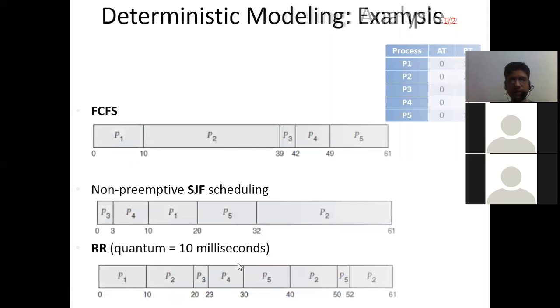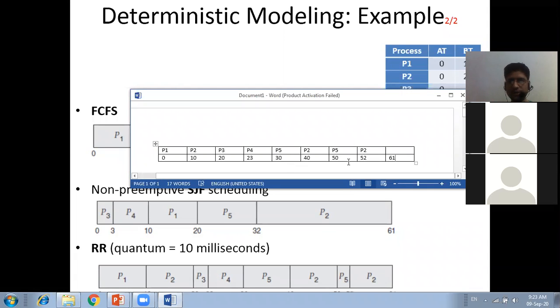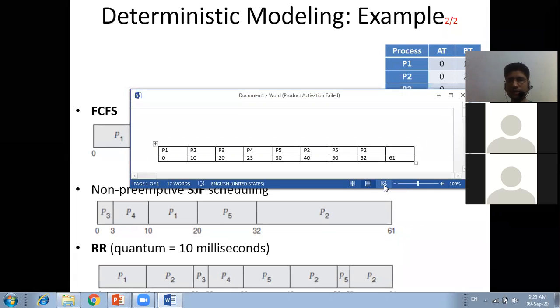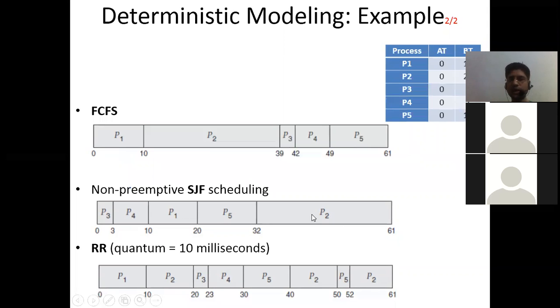Where is my... P1, then P2, then P3, then P4, P5. Okay, then P2, P5, P5. And P2, right? So this is how, once you have drawn the Gantt chart, you will get the average between. So now tell me, in this particular environment, which algorithm works better in finding the minimum average waiting time?